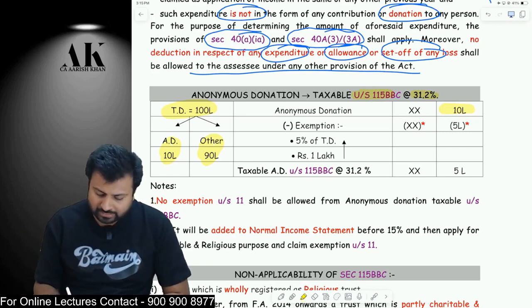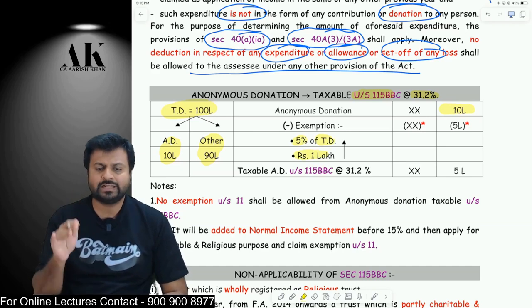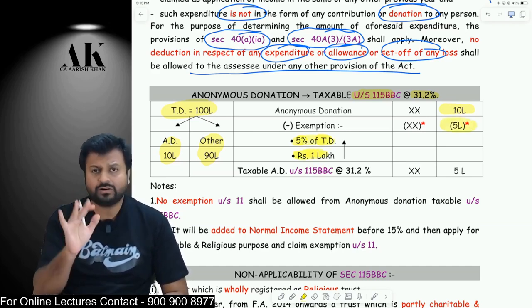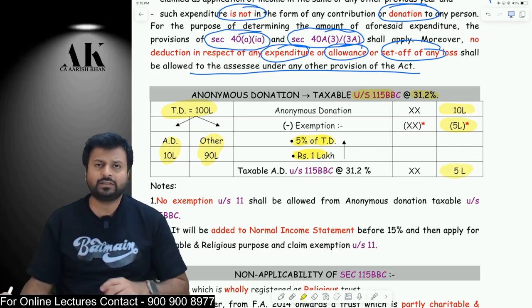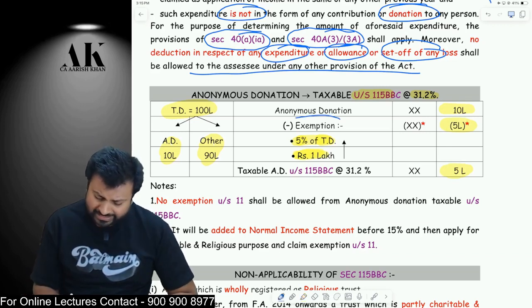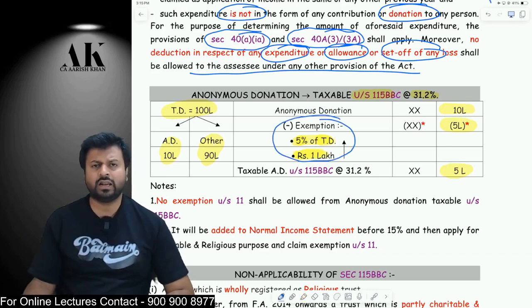So what is that exemption? Whatever is the total donation, take 5% of that, compare with 1 lakh, whichever is higher, that will be allowed as donation. 5% of total donation or 1 lakh rupees, whichever is higher, will be allowed as donation, and the differential amount will be taxable at 30%. Now the very important catch over here is, very important catch. This is the only exemption which is allowed. No other exemption is allowed for anonymous donation.